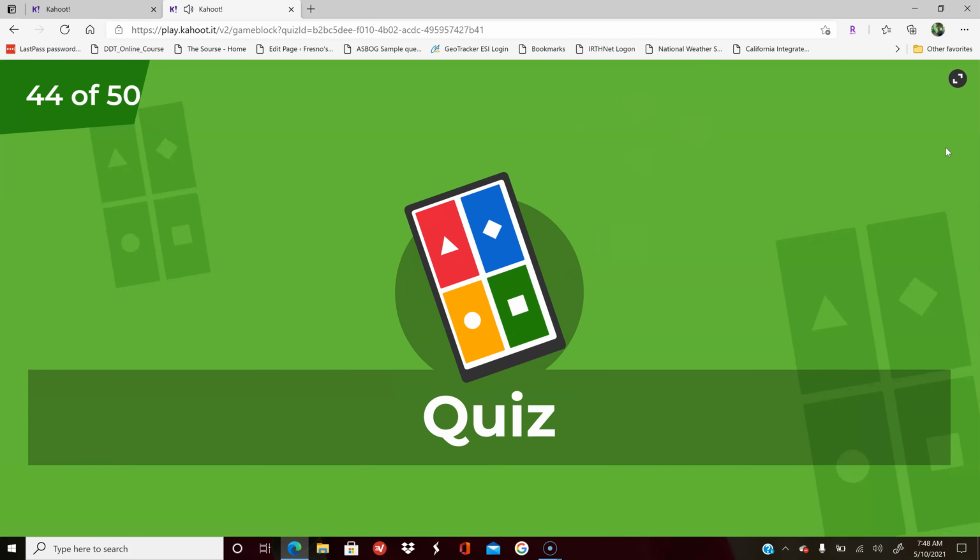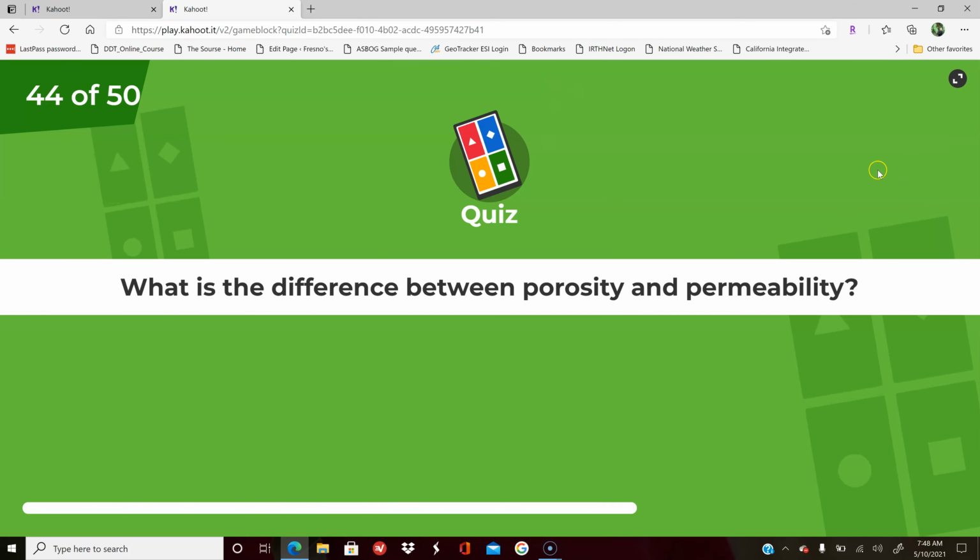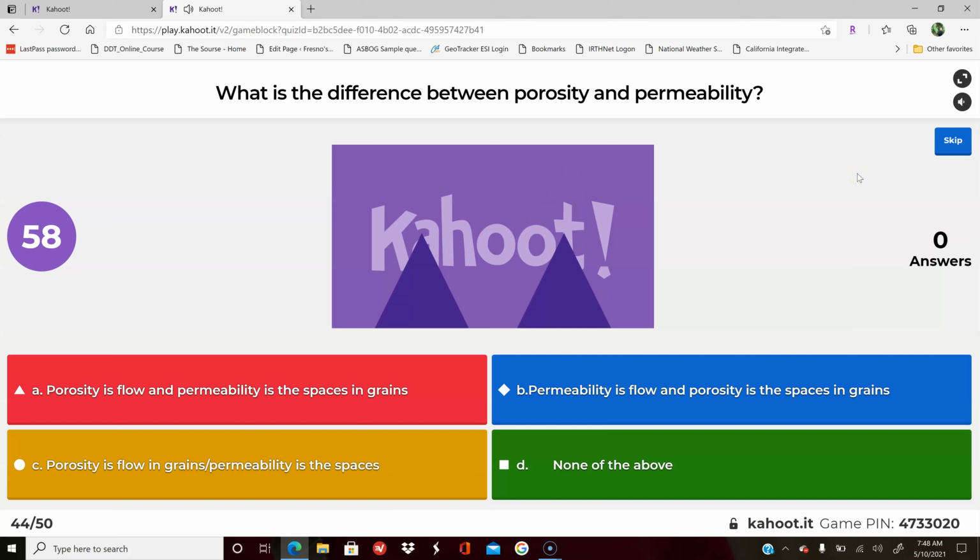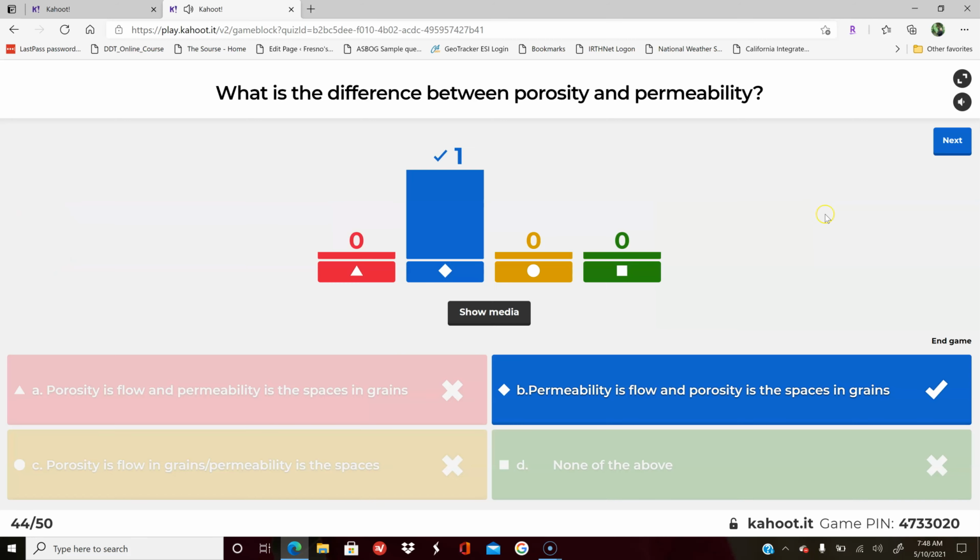What is the difference between porosity and permeability? Porosity is the flow and permeability is the spaces. Permeability is the flow and porosity is the spaces. Porosity is the flow in grains and permeability is the spaces. None of the above. If you'll notice, two of these basically say the same thing. So permeability is flow and porosity is the spaces. Remember, porosity are the pore spaces. Permeability is the ability for water to flow through something.